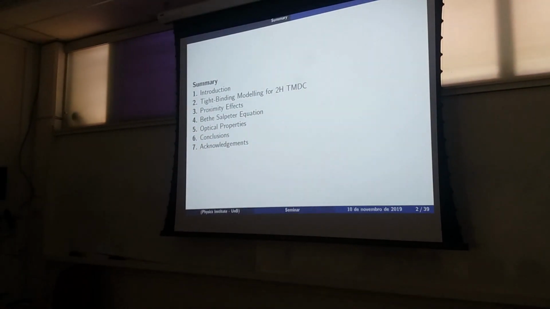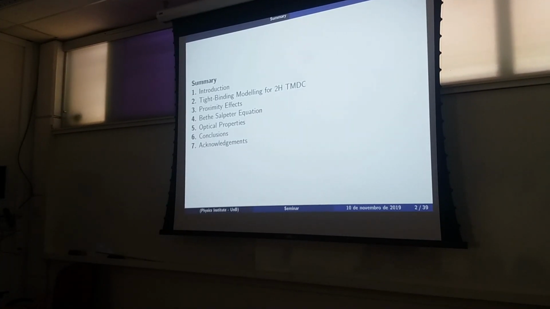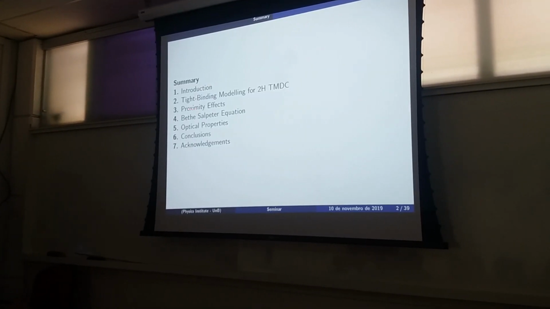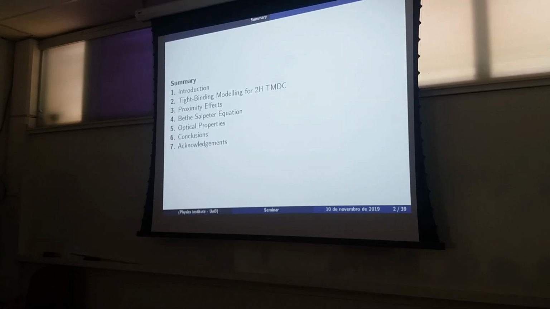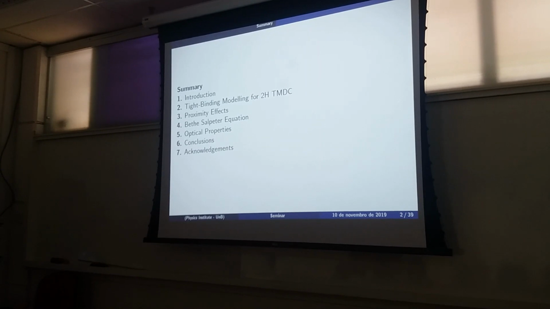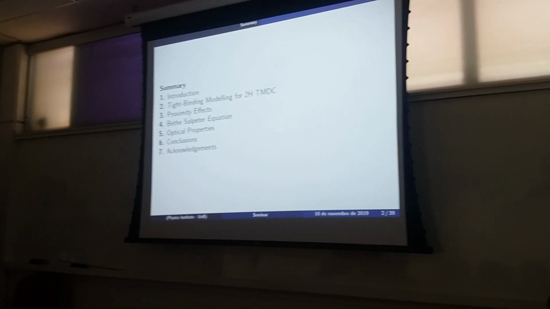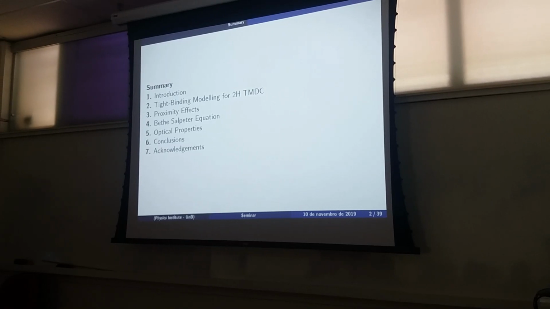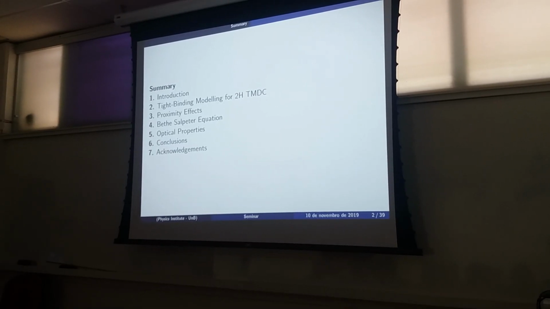We need to put some substrate above the material to obtain these proximity effects. But in tight binding, we can model this using a simple exchange field or Rashba Hamiltonian. So we can directly put these other parts in the tight binding Hamiltonian and complement our calculation, having a low computational cost to do this.